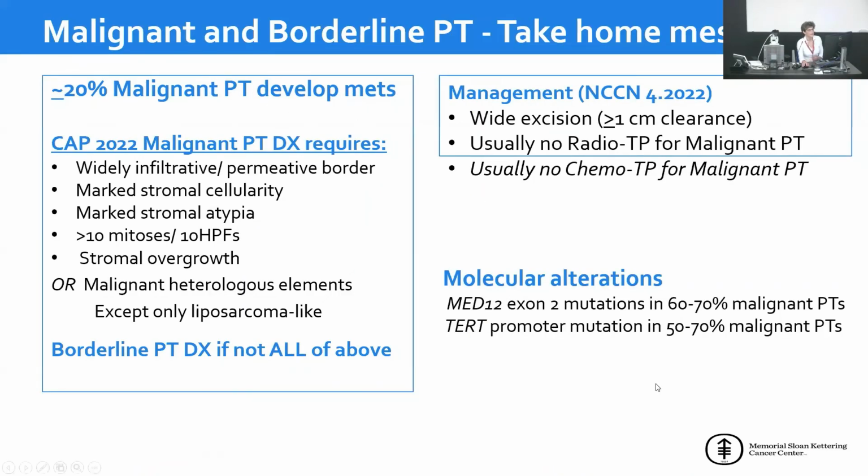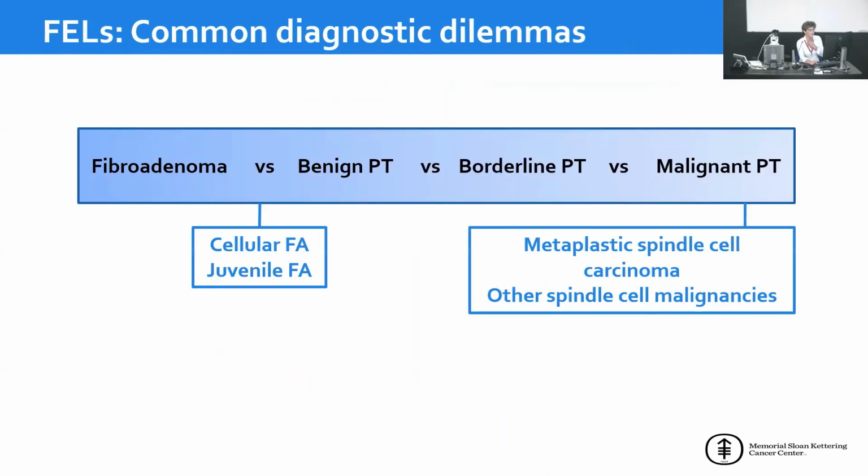This is a summary of what I just told you about all these lesions, and I'm not going to discuss it in detail. I want to touch very briefly on these diagnostic dilemmas that we encounter. Is it a fibroadenoma, benign phyllodes, or a cellular or juvenile fibroadenoma? And then on the other hand, the differential diagnosis of malignant with other spindle cell lesions. It's always a problem. We don't have enough time for all this.